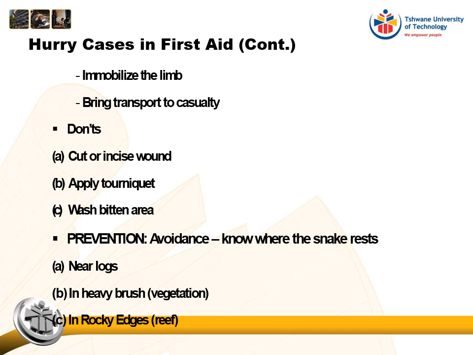Don'ts: what not to do. Do not cut or incise the wound. Do not apply a tourniquet. A tourniquet is a device for stopping the flow of blood through a vein or artery. So do not apply it. Do not wash the bitten area. Remember, this is a poisonous bite. So prevention or avoidance: know where the snakes are resting. They normally rest near logs, in heavy bushes or vegetation, in rocky edges or reefs.